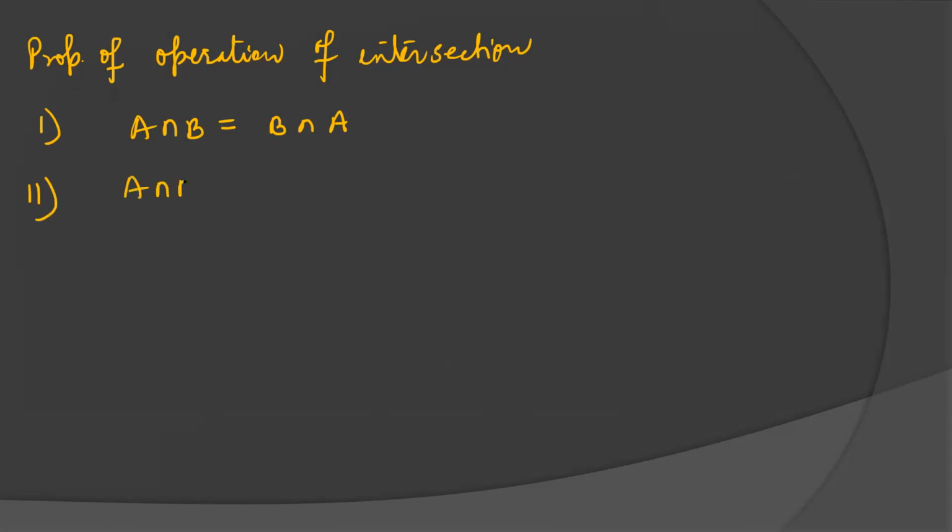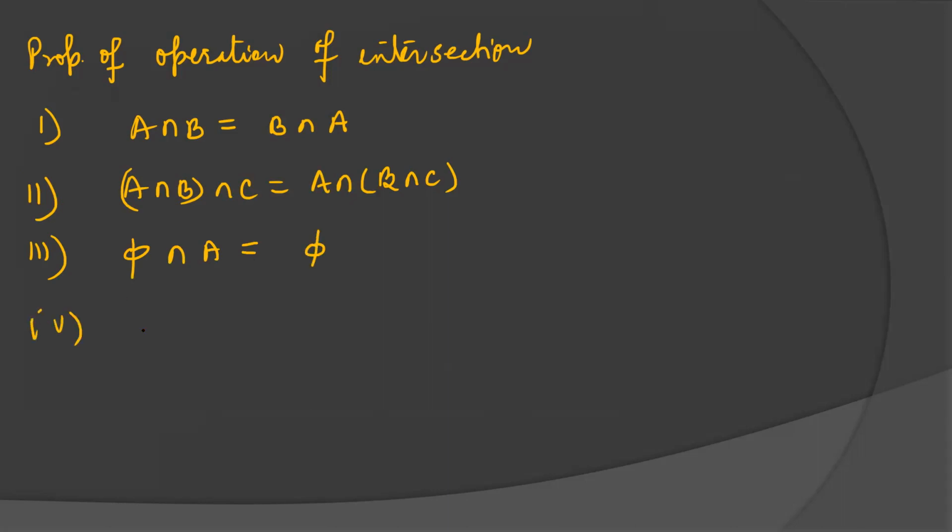operation of intersection. First, A intersection B is B intersection A. It means the commutative property is satisfied. A intersection B intersection C is A intersection B intersection C, it means associativity is also satisfied. If we take intersection with the null set, we will always get the null set. If you take the universal set intersection A, you will get the set only.